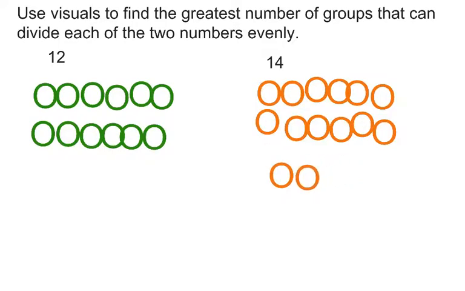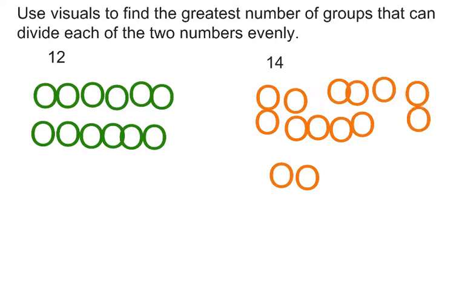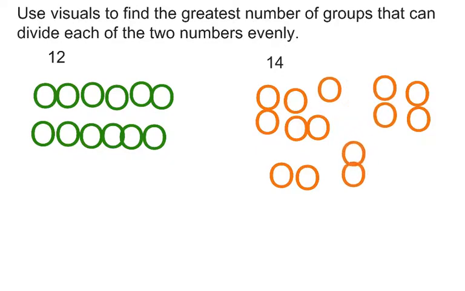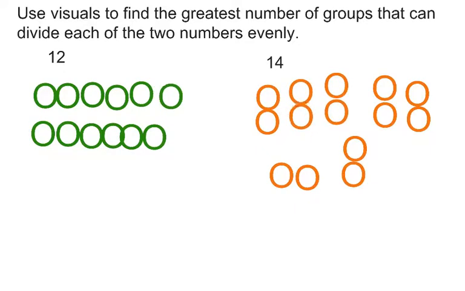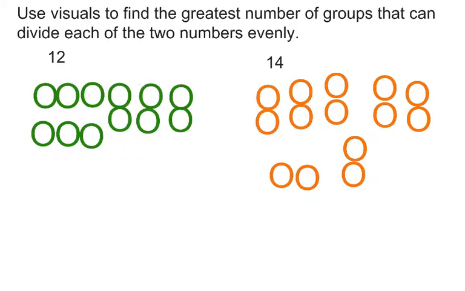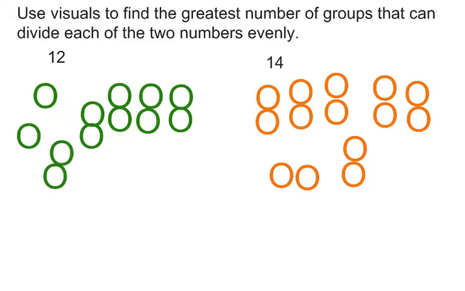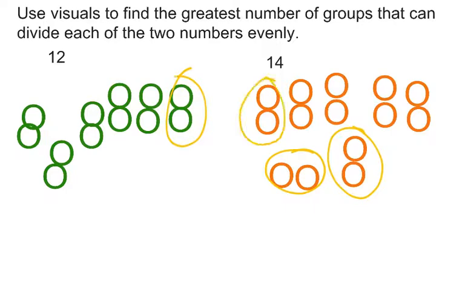Well, hopefully when I pair up, I notice that these groups can be grouped in groups of 2 evenly. And my groups of 12 can be grouped into groups of 2. So I know, of course, I have a common factor of 1, and I also have a common factor of 2 because I can divide these into groups evenly.